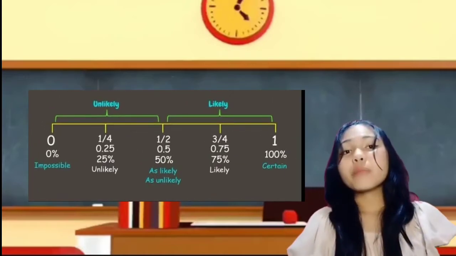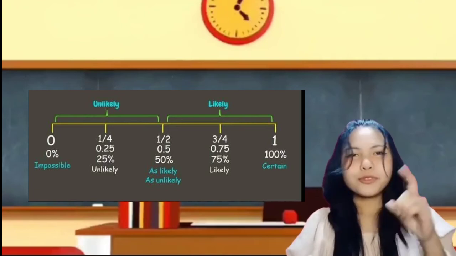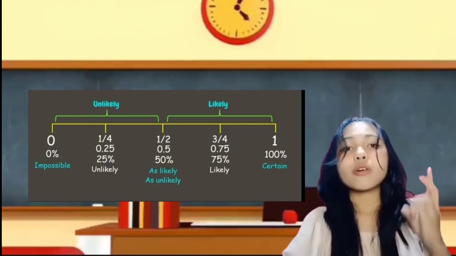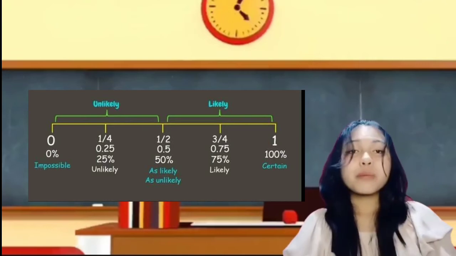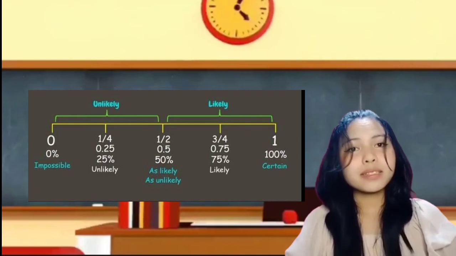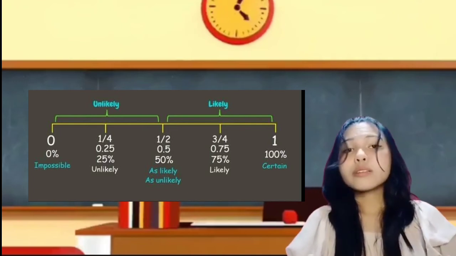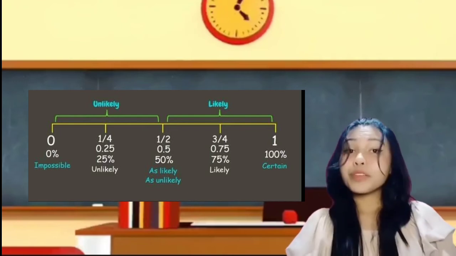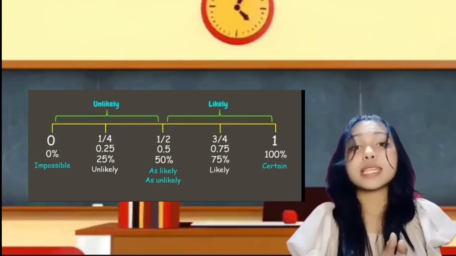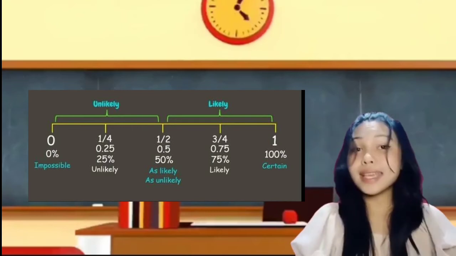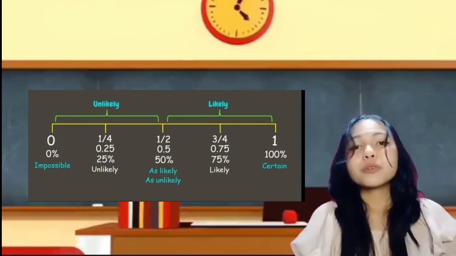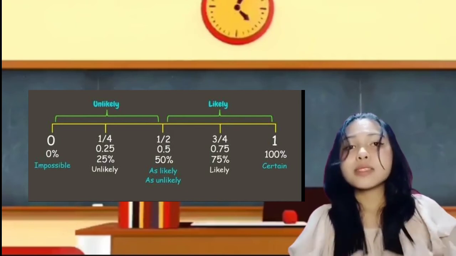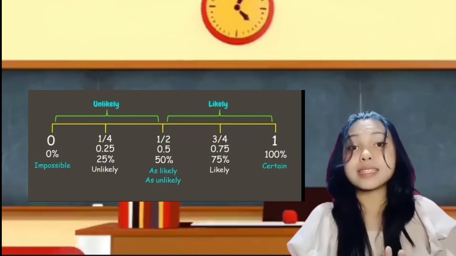The value of probability starts from 0 to 1. Probability may be given in fraction, decimal, or percent. 0 in probability means impossible to happen, while 1, which is 100%, means the event is certain to happen, while 1/2 or 50% means an event is either as likely or as unlikely. The event between 0 to 1/2 is unlikely to happen. Remember that the closer it is to 0, the more unlikely the event is to happen.